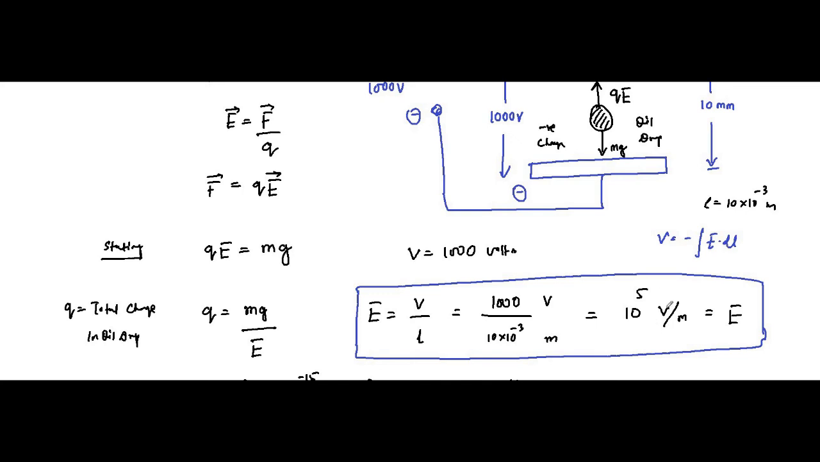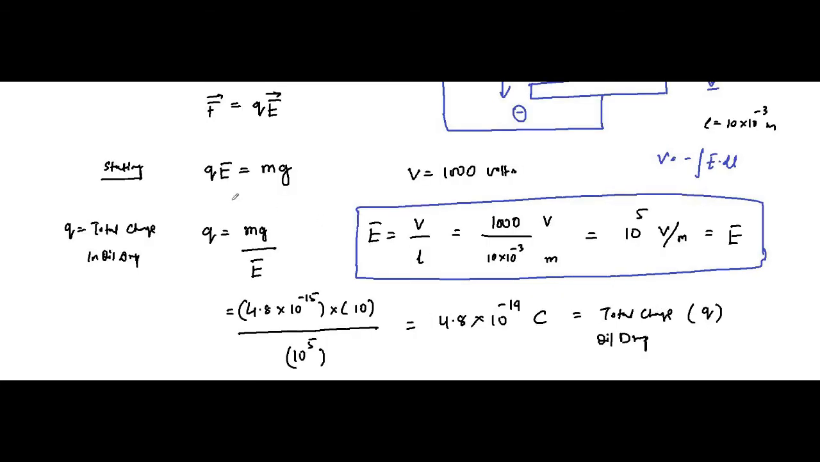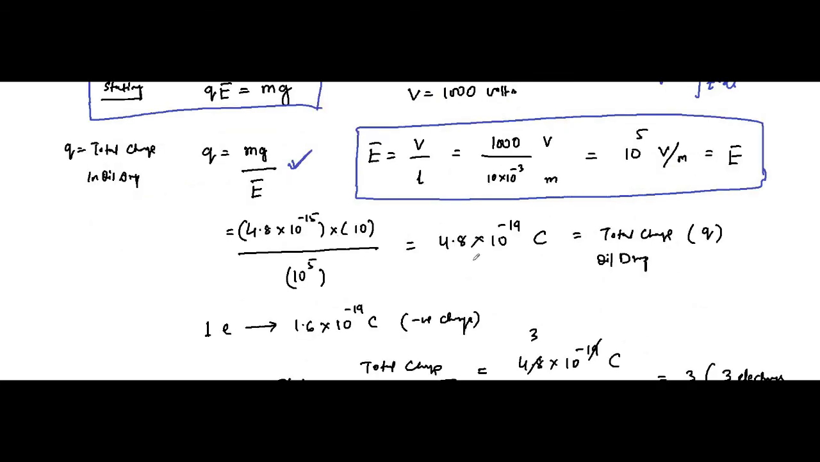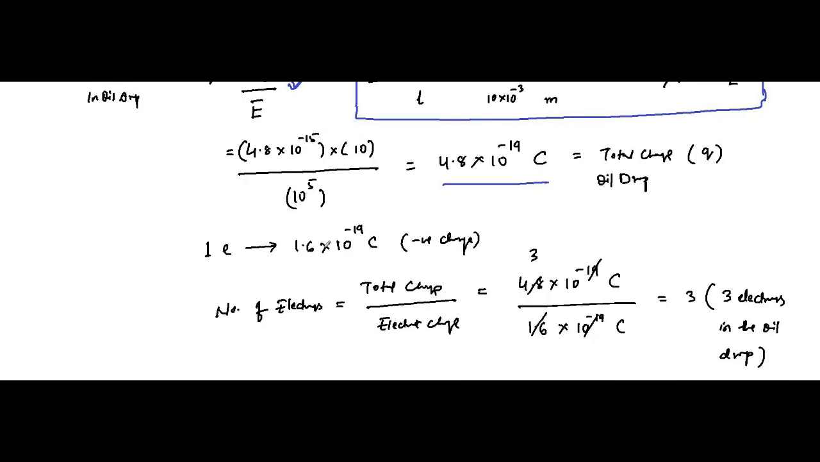Then it was given that the oil drop is stationary, so the net force acting on it is 0. We balanced both the electric force and the gravity force, the two forces acting on this charged oil drop. Then we determined the value of the total charge contained in the oil drop, small q, which we calculated as 4.8 into 10 to the power minus 19 coulomb. Then we know 1 electron carries 1.6 into 10 to the power minus 19 coulomb of negative charge. Number of electrons present in that oil drop is equal to 3.